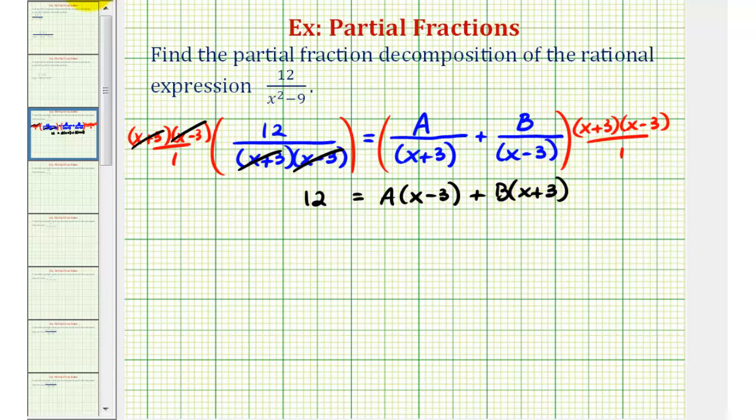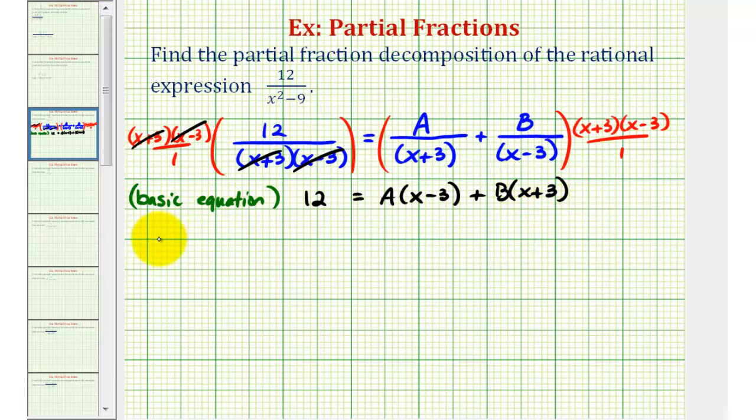This equation here is called the basic equation, which we want to solve to find the value of a and the value of b. And there are a couple ways to solve this for a and b. One way is to multiply out the right side, combine like terms, and then set the coefficients of like terms on the left side of the equation and the right side of the equation equal to each other to form a system of equations, or, which we'll do in this example, we can select convenient values of x and then perform substitution in order to find the values of a and b. When I say convenient values of x, we're going to pick values of x that make the factor x minus 3 or the factor of x plus 3 equal to 0.